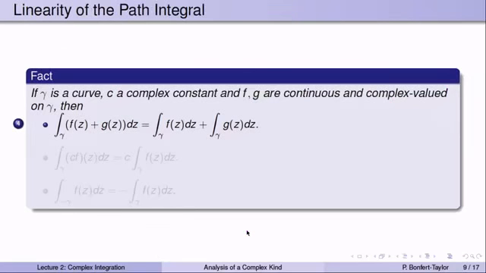Here are some facts about complex curve integrals. As always, gamma is a curve, c is a complex constant, and f and g are continuous and complex valued on gamma. The integral over gamma of f plus g can be pulled apart, just like in regular calculus, you can pull the integral apart along the sum. So this equals the integral over gamma f of z dz plus the integral over gamma g of z dz. Furthermore, complex constants can be pulled out, and we've been doing this. So the integral of c times f is c times the integral of f, and this one we just showed. The integral over the reverse path is the same as the negative of the integral over the original path.